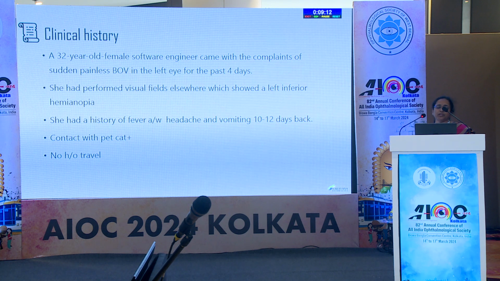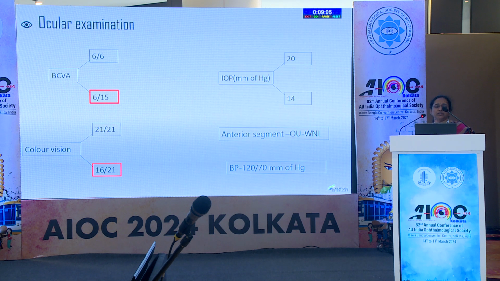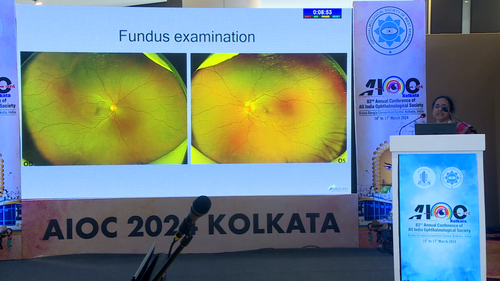She had contact with a pet cat. The cat was sick at that time and there was no history of travel. On ocular examination, the visual acuity was 6/15 in the left eye. There was a defective color vision, 16/21 in the left eye by Ishihara plates. Anterior segment was normal. This is the fundus examination.